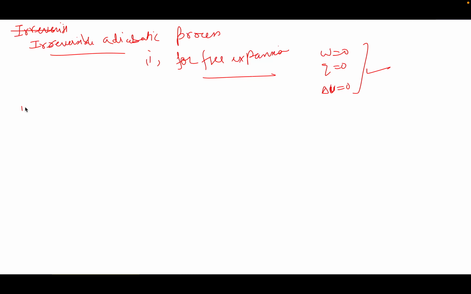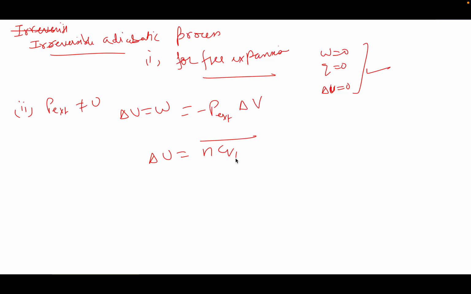Now if P external is not 0, what will happen? Now delta U is equal to W, and this is equal to minus P external delta V, and also delta U is equal to n Cv molar delta T. So we can use this.